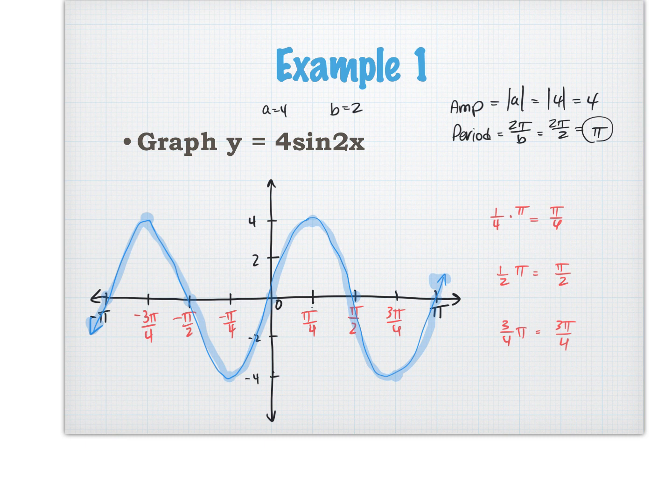Our amplitude is 4, which makes sense because it's 4 units above the base and 4 units below. Makes sense. My period is pi, which means I do 1 full revolution within pi units, which is exactly correct. And that's it. That's how we graph the sine wave.